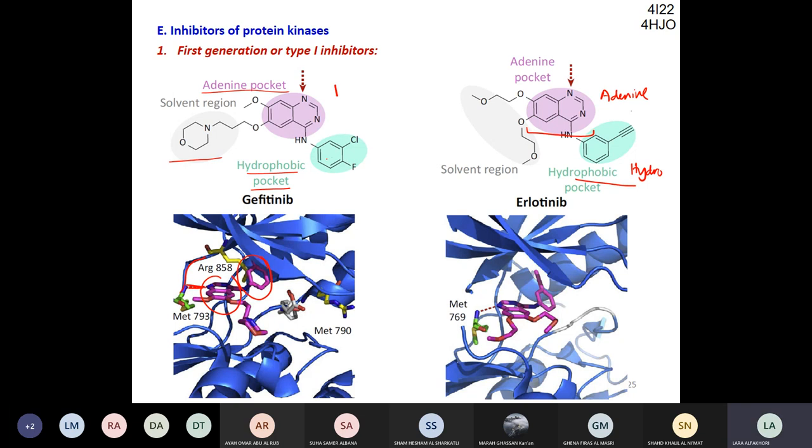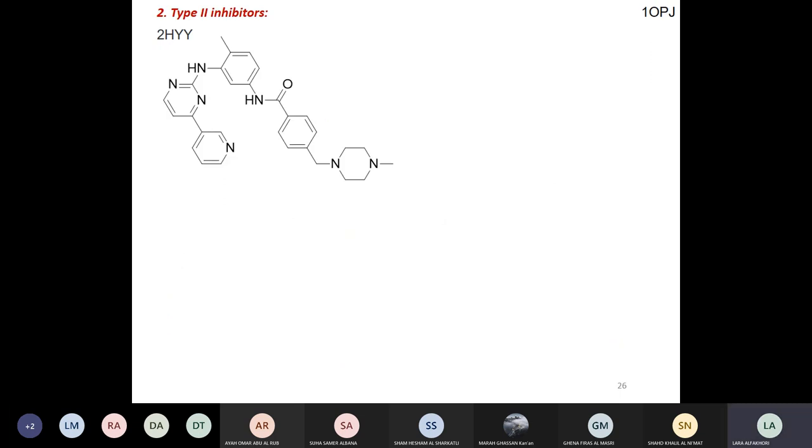Now I will show you a structure of type 2, and then you will be able to distinguish between them. Okay, this one. In your opinion, which part of this drug is designed to occupy the adenine binding pocket? Let me number them: 1, 2, 3, 4, and 5. What do you think? Yes, it's actually this ring, not just 2, 2 and 1. So that's the part that will occupy the adenine binding pocket.